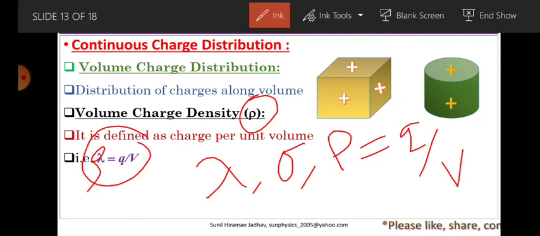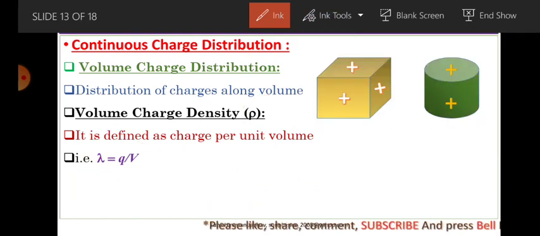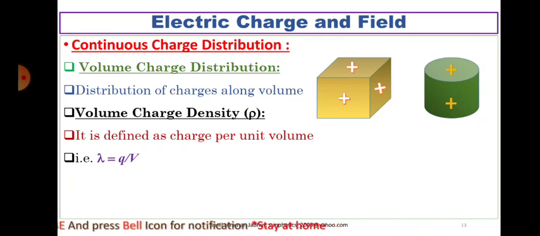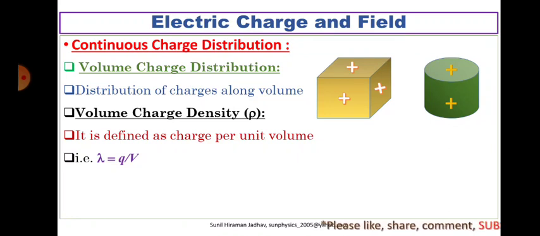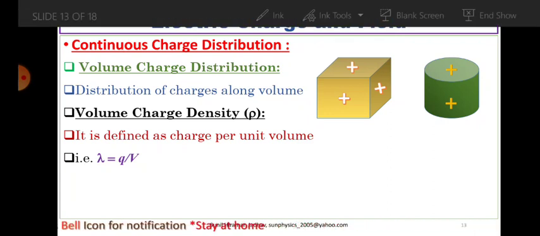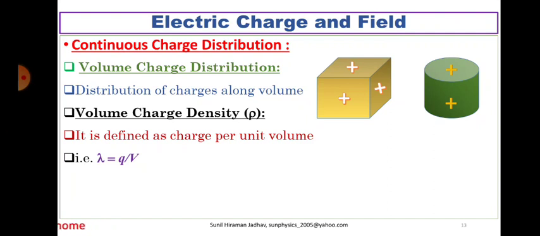So in this way, practically or in real life, the charges are distributed, and accordingly we call the densities linear charge density, surface charge density, and volume charge density. The distributions are likewise linear charge distribution, surface charge distribution, and volume charge distribution. So this is the concept of continuous charge distribution.